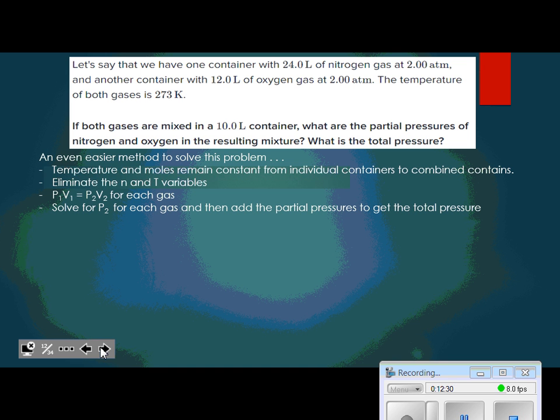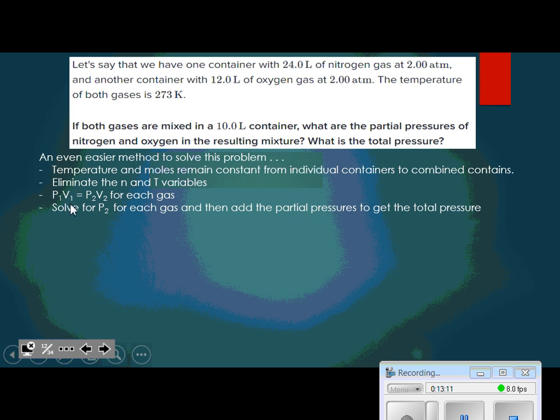So an even easier method to solve this problem would be to say, okay, temperature and moles of oxygen and moles of nitrogen are not changing. So in PV = nRT, I am not changing n, I am not changing T, and R never changes. So the only thing I'm changing is P and V, pressure and volume. So I can eliminate the moles variable and the temperature variable. So I'm down to changing pressure and changing volume. So P1V1 = P2V2.